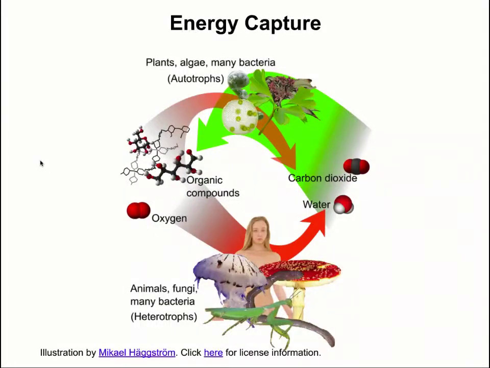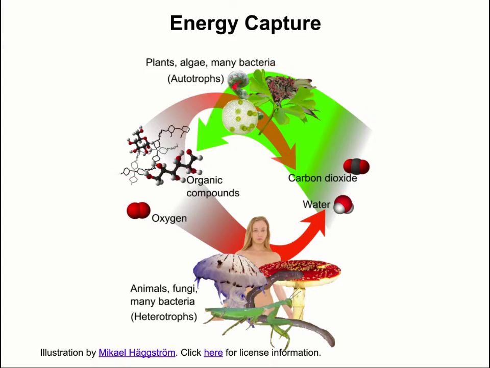All organisms obtain energy from their environment and use that energy to power life processes, things like growth or movement. All energy for all organisms ultimately comes from the sun. Later in the semester, we'll learn a small exception to that rule, but for now, all energy for life comes from the sun. The green part of this diagram shows the initial capture of sunlight energy by photosynthesis.